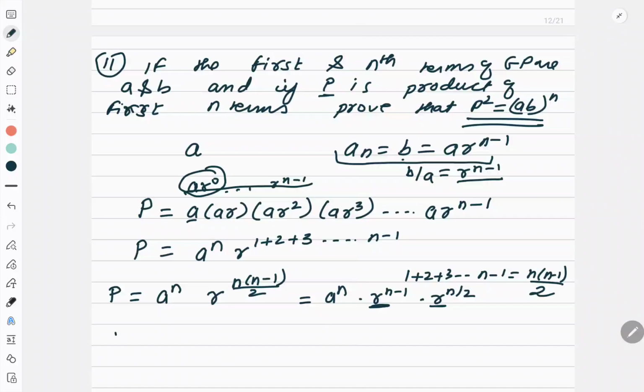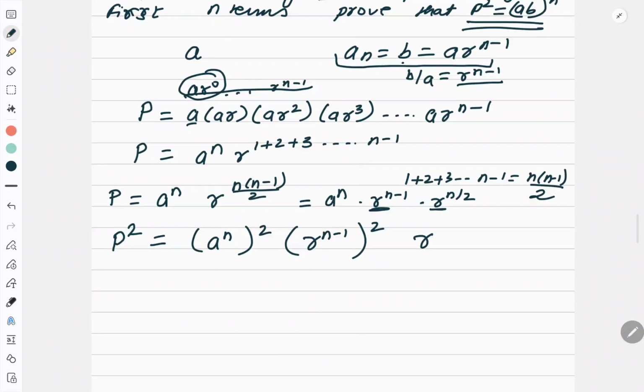Correct. I need the value of p square. So p square is what? A to the power n square, r to the power n minus 1 square, and here it becomes r. Correct. So when you substitute the value, it will be very easy for you to handle it. Correct. So let us put the value.